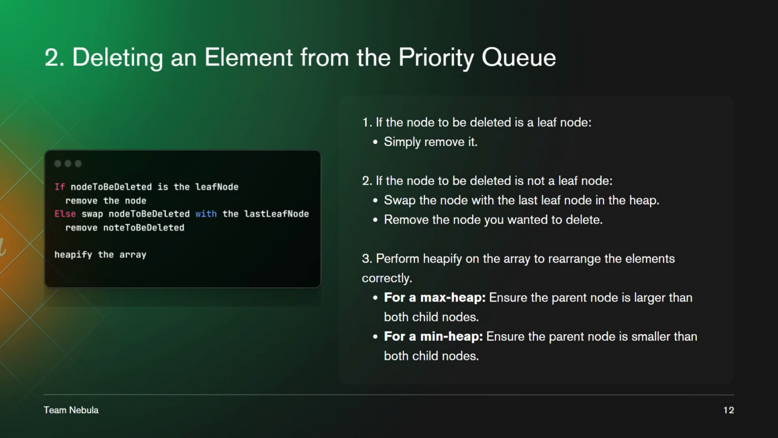So here is the algorithm to delete an element from a priority queue. If the node to be deleted is a leaf node, simply remove it. If not, swap the node to be deleted with the last leaf node in the heap. After swapping, remove the node you wanted to delete. Lastly, perform heapify on the array to rearrange the elements correctly.